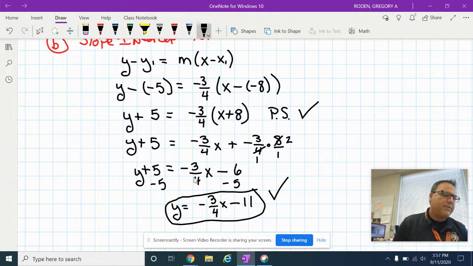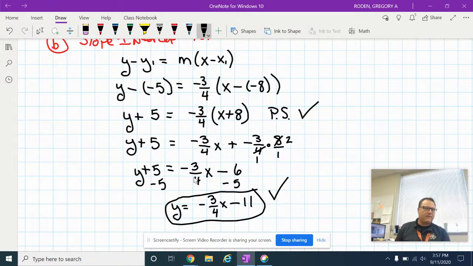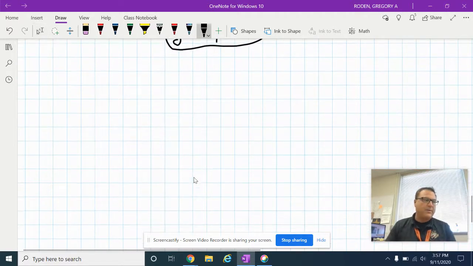So let's do a grand finale problem, shall we? Our grand finale problem is I'm going to give you 2 points, and our job is to write this equation in point slope, slope intercept, and also standard. Okay? So let's see if we can do this together. I'm going to have you try it on your own and see if you can do it.